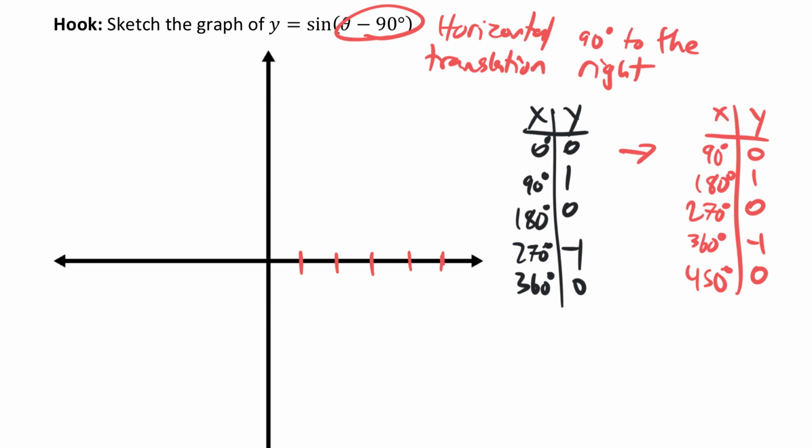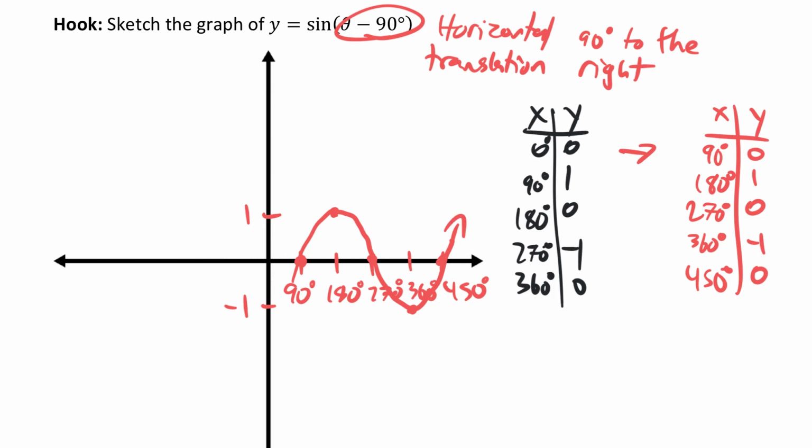So let's start labeling these. We've got 90, 180, 270, 360, and 450. Now, because they're degrees, we technically need to make sure that we have the degree symbol on them. And the y values go up to +1 and down to -1. All right, here we go. This point, this point, this point, this point, and this point. We connect the dots. Oh, that was a little messy. Let's try that again. There we go. And there's our nice, beautiful sine graph.